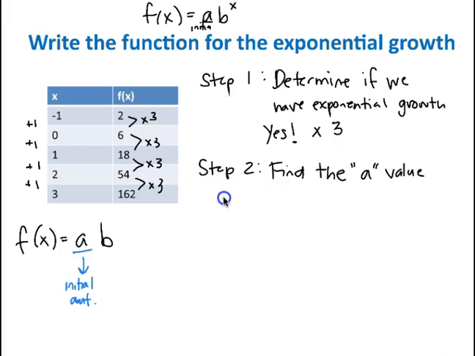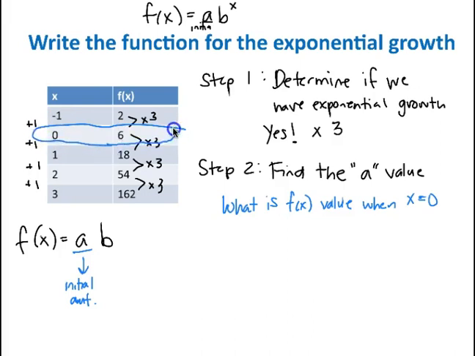So we're looking to see what is the f of x value when x equals 0, because that's the initial amount. So we want to see what is the f of x value when x equals 0. That's the initial amount. So we look here, when x is 0, the f of x is 6. So f of x, when it's 0, is equal to 6. So that means the a term in our function will be equal to 6. All right, so we found the a, the initial amount. In this case, it's going to be 6.